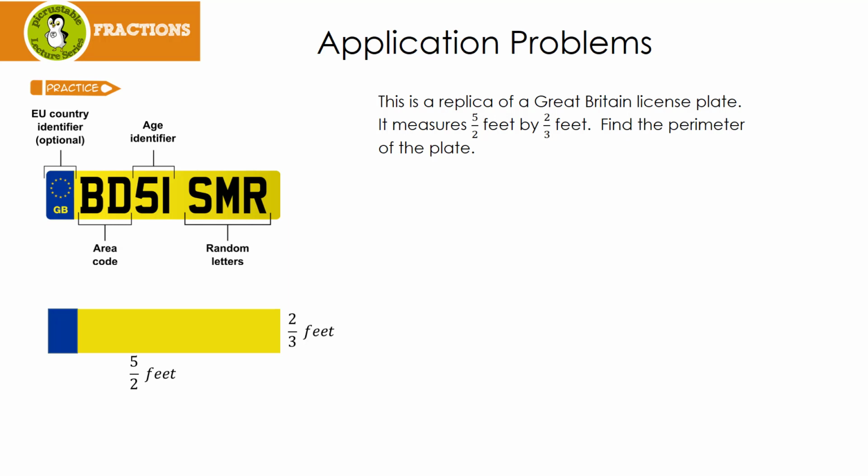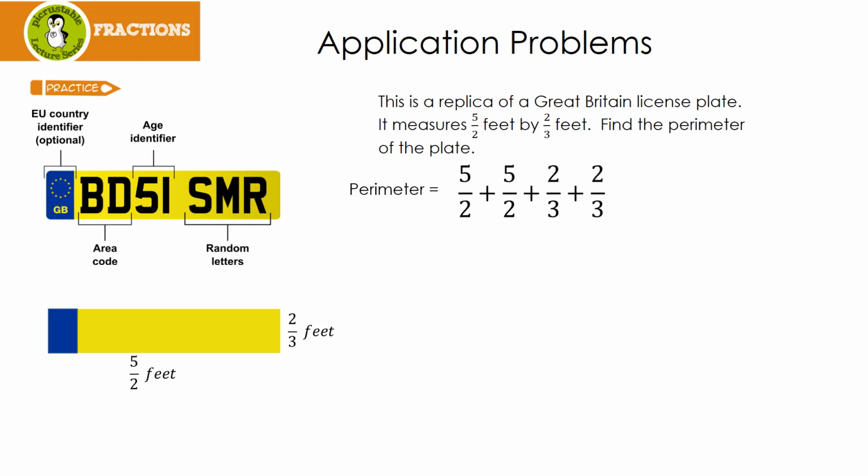Let's look at this one. This is a replica of a Great Britain license plate. It measures 5/2 feet by 2/3 feet. Find the perimeter of the plate. I have a little picture below here. The perimeter is when we add all the sides up. So I'm going to take 5/2 plus 5/2, that's the top and the bottom, plus 2/3 plus 2/3, that's the two sides.